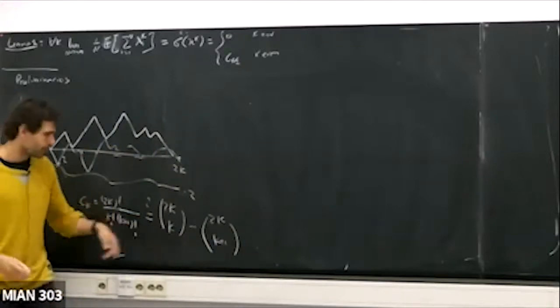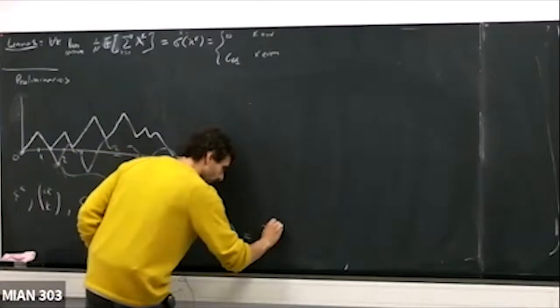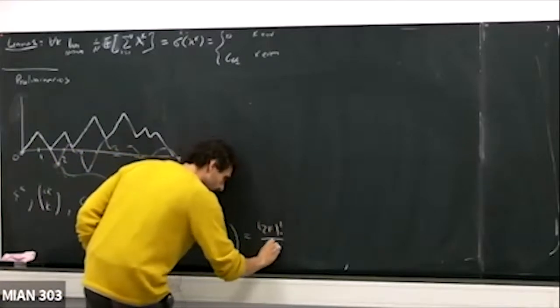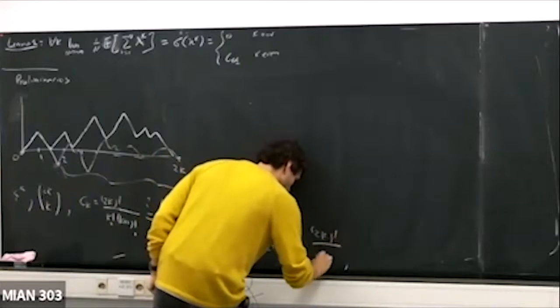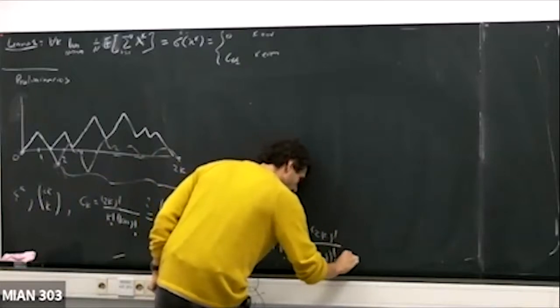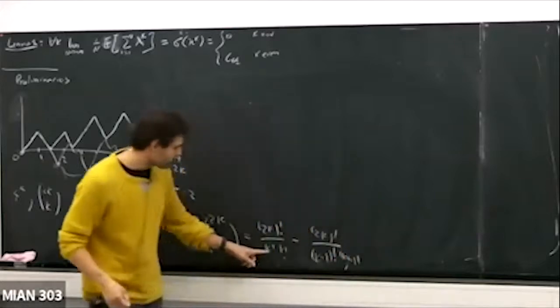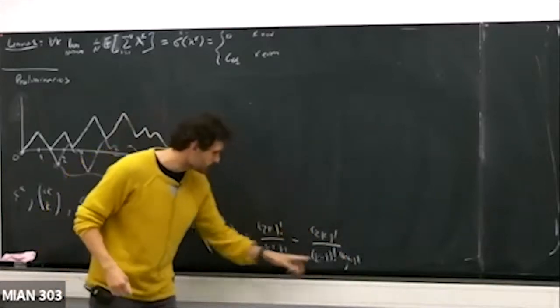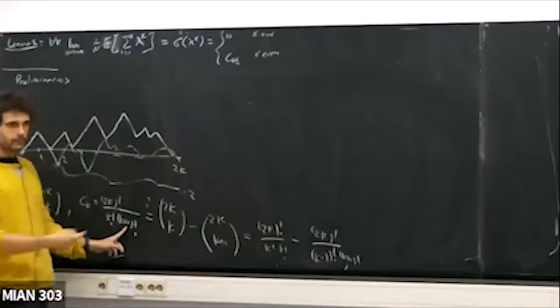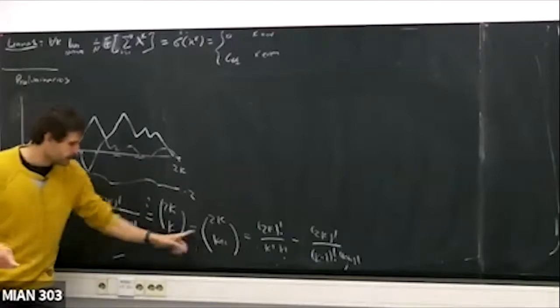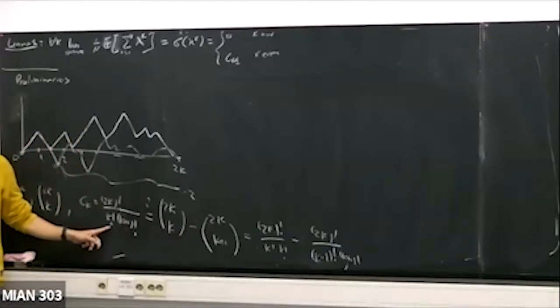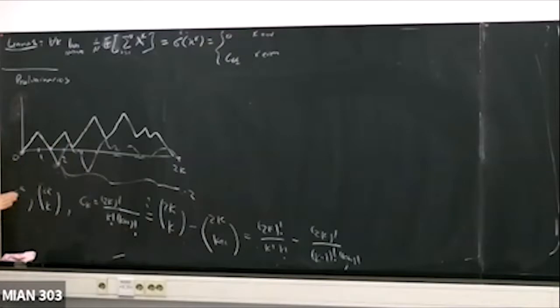And this is 2k factorial over k factorial minus 2k factorial over (k minus 1) factorial (k plus 1) factorial. But if you write, you see, the 1 over k minus 1 over k plus 1 gives you k plus 1. This is a simple computation. Once you have this, it's clear. So c_k, this Catalan number, is also the number of paths that start in 0, finish in 2k, and are always positive.